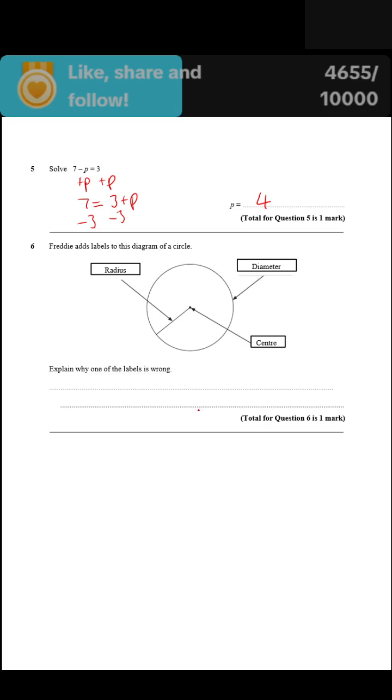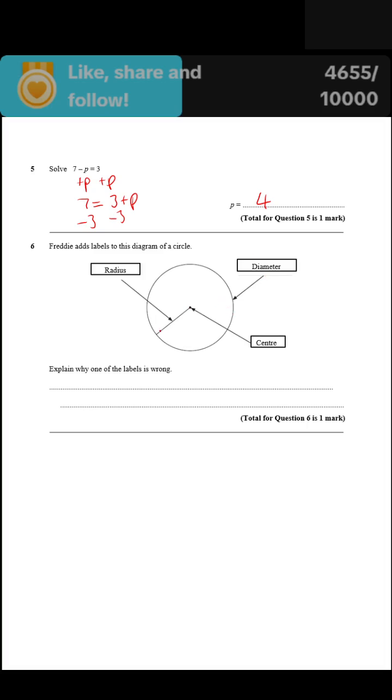So we have question 6. So labels of a circle. So we've got the radius, the diameter, and the centre. Explain why one of these labels is wrong. So the radius is from the centre to the circumference. So that one's fine. The centre is in the middle of the circle. Again, that one's fine. Diameter is a key word for a part of a circle.